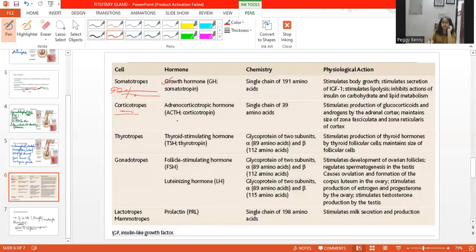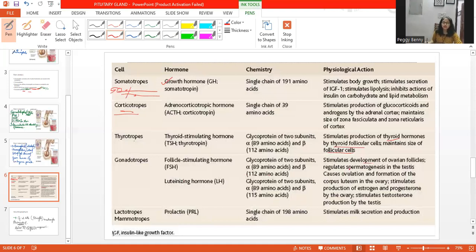We already know that corticotropes are basophils. They secrete adrenocorticotropic hormone, ACTH, also called corticotropin. The function of this hormone is basically to stimulate production of glucocorticoids and androgens by the adrenal gland, and to maintain the zona fasciculata and zona reticularis of the adrenal cortex. Thyrotropes have the function of producing thyroid hormones, through thyroid stimulating hormone.